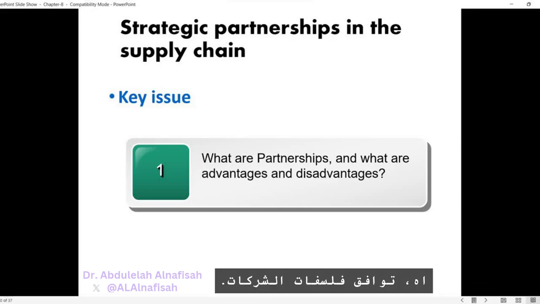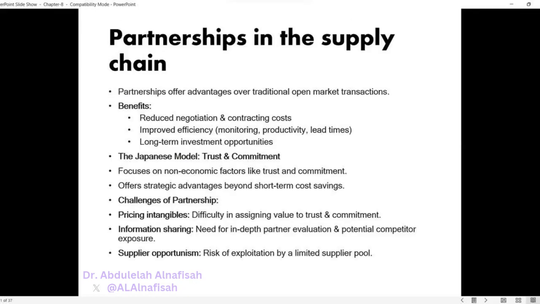and compatibility of corporate philosophies. The key characteristic among these is the sharing of information, including demand and supply information.